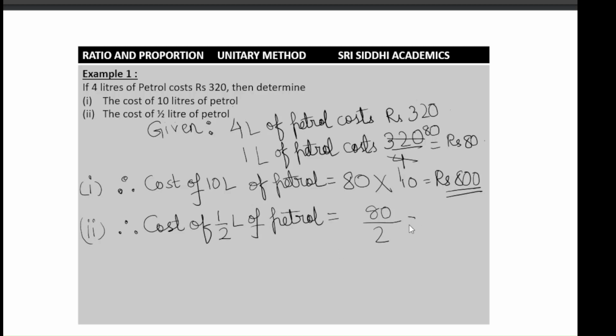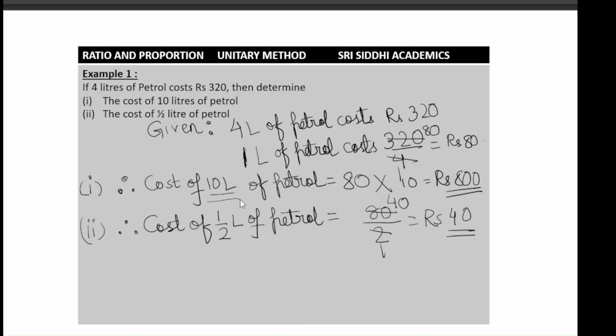So 80 divided by 2: 2 ones are 2, 2 fours are 8, 2 zeros are 0. So 40 rupees. This is the cost of half a liter of petrol. Now I hope you are understanding the unitary method. First we find the 1 unit value, then whatever the question has asked.